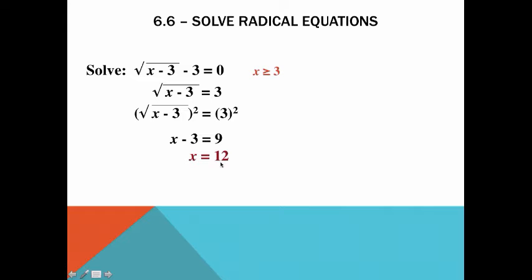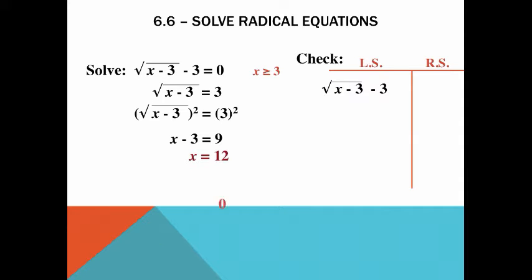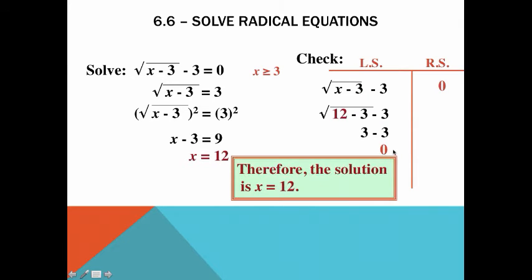Now this is our answer, but again we have to check and make sure it's a true answer, so we're going to go ahead and check our solution. So I'm going to write the left hand side right here and then the right hand side on the right, meaning I need my left hand side to equal 0. I'm going to plug in my 12 for x and make sure it equals 0. So 12 minus 3 is 9. The square root of 9 is 3, and then 3 minus 3 is 0. Therefore they check out, and you can say that 12 is actually a solution to this equation.